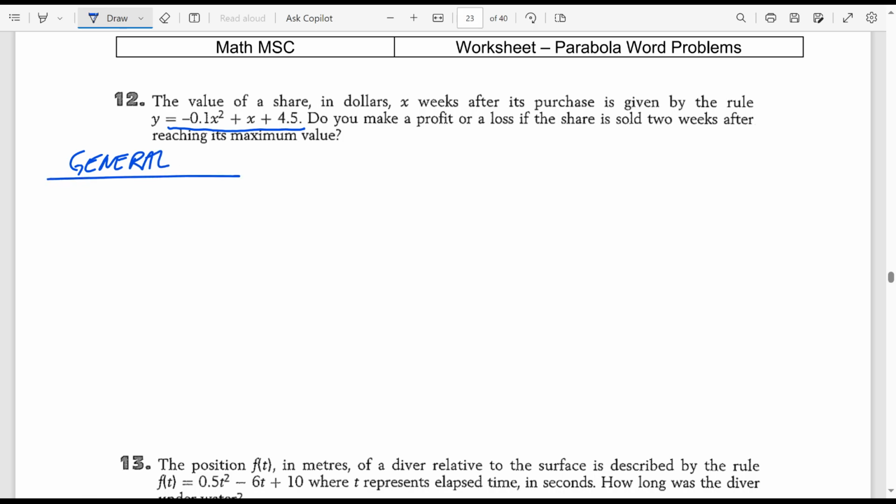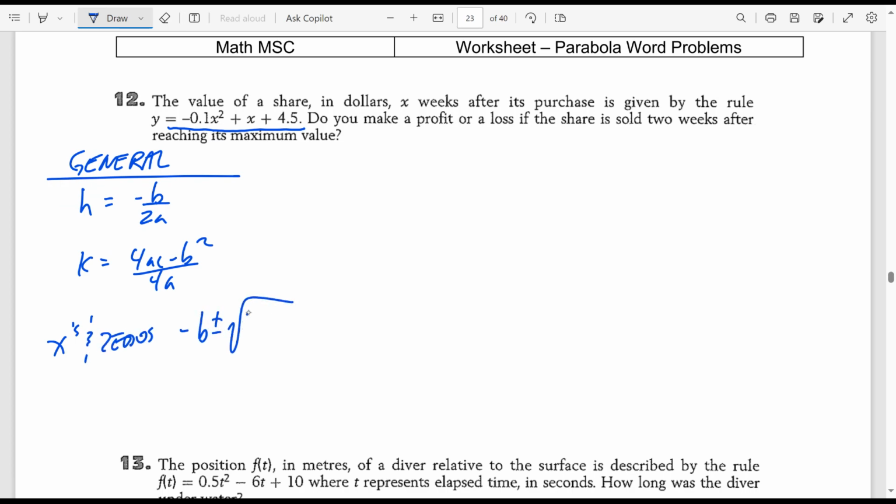And where you should be going next in your thought process is to look to the formula sheet and look at all of these things here. 4ac minus b squared over 4a. X's and zeros can be solved by using minus b plus or minus the square root of b squared minus 4ac, all divided by 2a. Or I can just plug in an x and get a y, or vice versa, and all that kind of stuff.